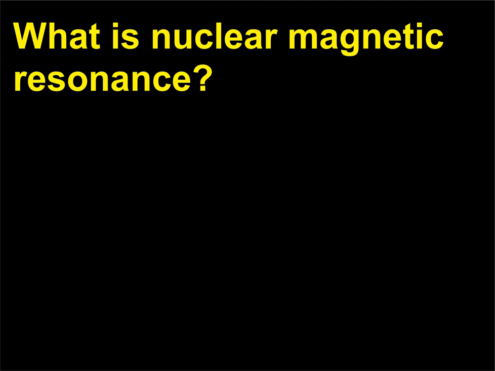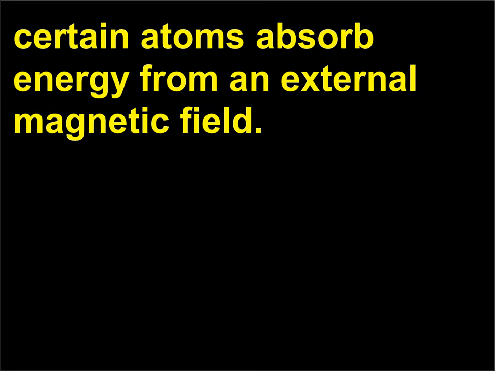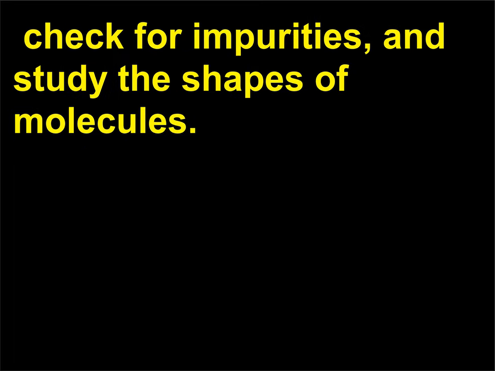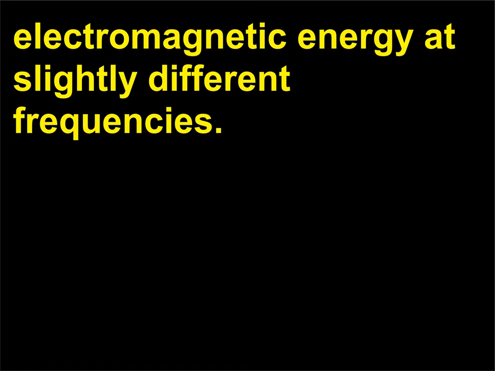What is nuclear magnetic resonance? Nuclear magnetic resonance, NMR, is a process in which the nuclei of certain atoms absorb energy from an external magnetic field. Scientists use NMR spectroscopy to identify unknown compounds, check for impurities, and study the shapes of molecules. They use the knowledge that different atoms will absorb electromagnetic energy at slightly different frequencies.